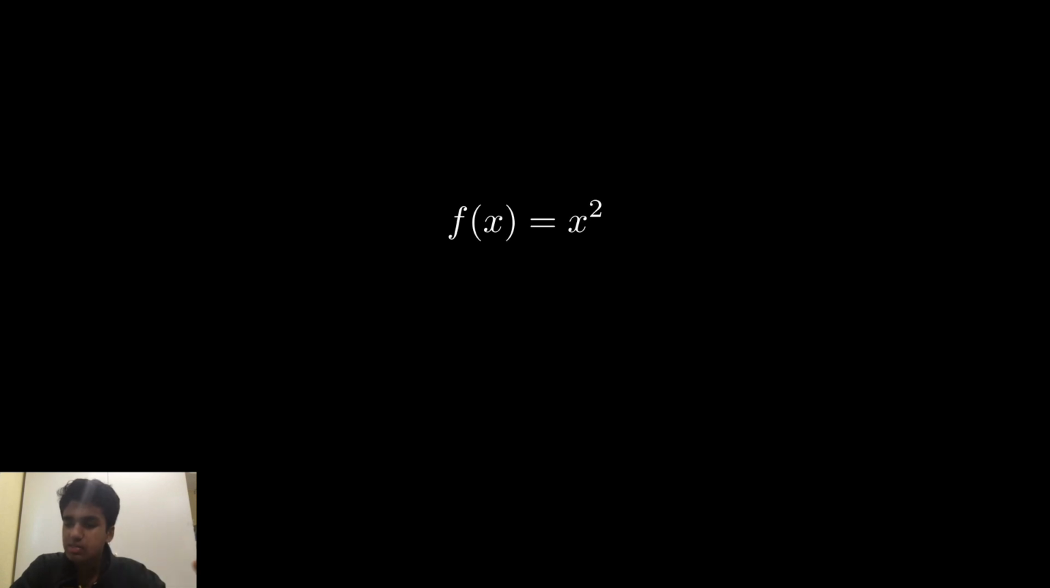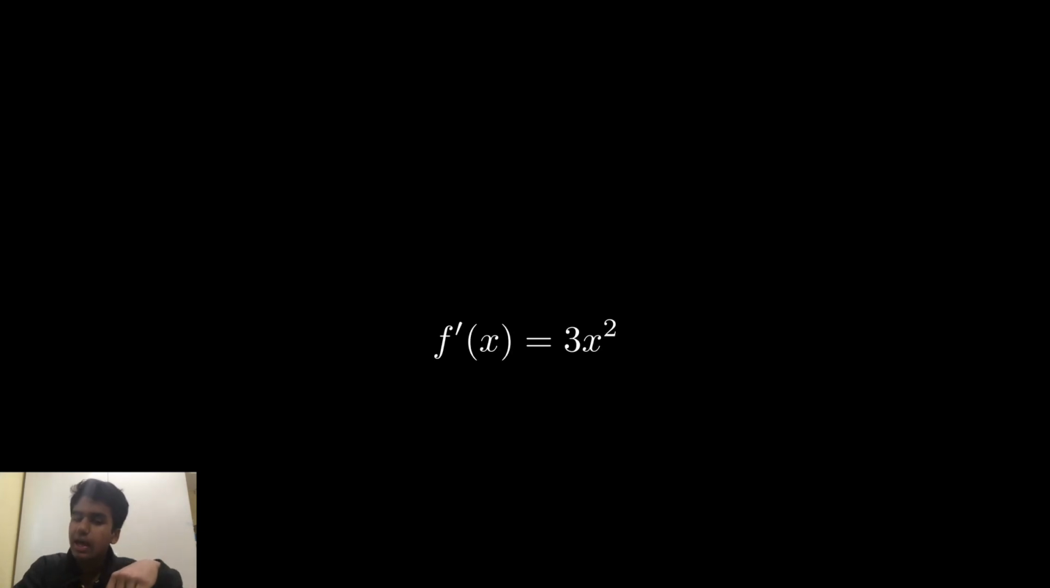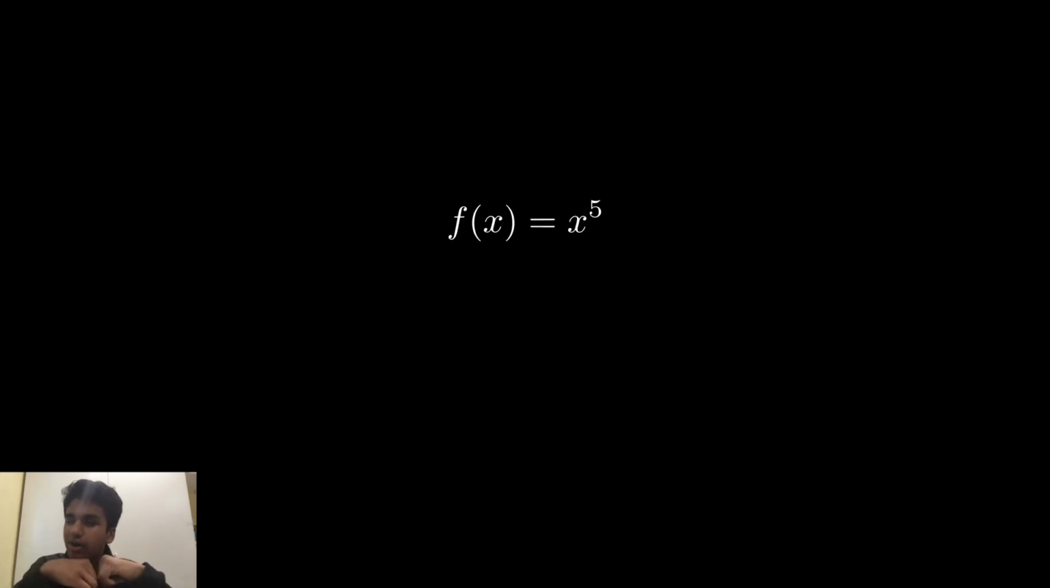So let's look at some examples. The derivative of x squared, you bring the exponent of 2 down, subtract 1, you get 2x. The derivative of x cubed, you bring the exponent of 3 down, you subtract 1 from the exponent, and you get 3x squared. The derivative of x to the power 4, you bring the exponent of 4 down, subtract 1 from the exponent, and you get 4x cubed. Now x to the power 5, you bring the exponent of 5 down, you subtract 1 from the exponent, and you get 5x to the power of 4.